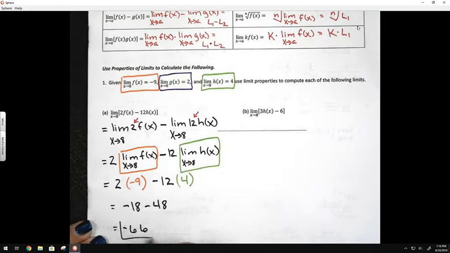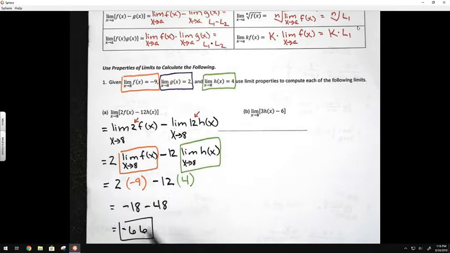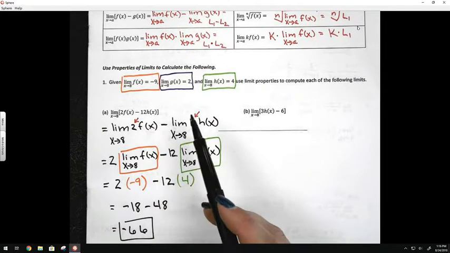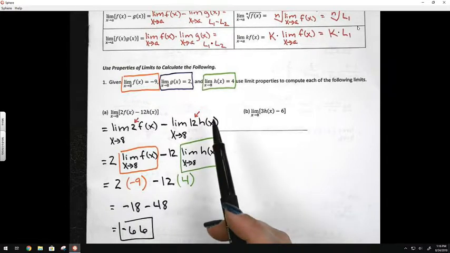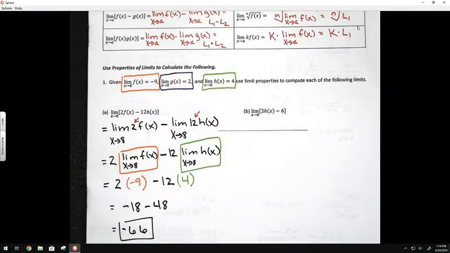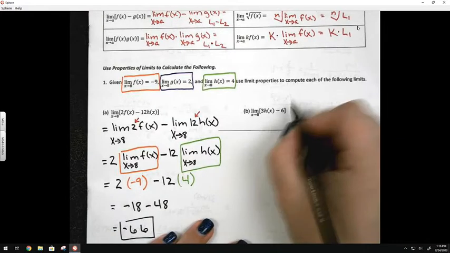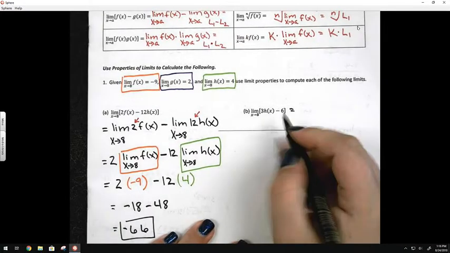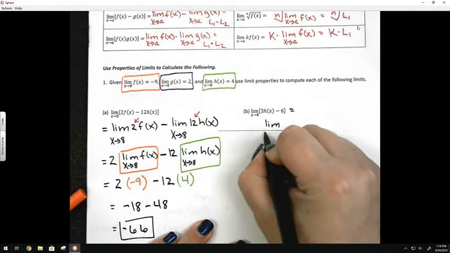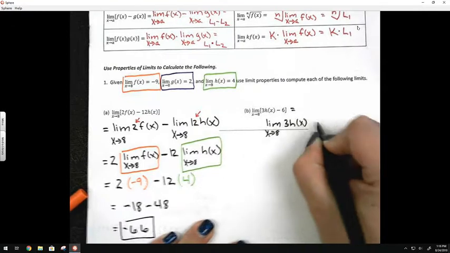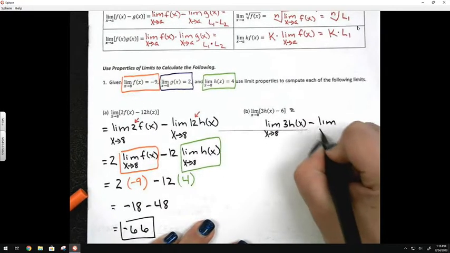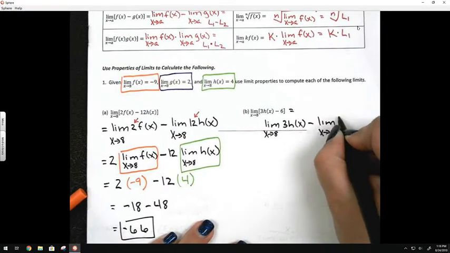So we just found this limit without even knowing what f of x, g of x, or h of x are. We literally just did it using these properties. Okay? One more, and then I promise we're done. I know this is a long one. So first thing we're going to do is break up that subtraction. So the limit as x approaches 8 of 3h of x minus limit as x approaches 8 of 6.